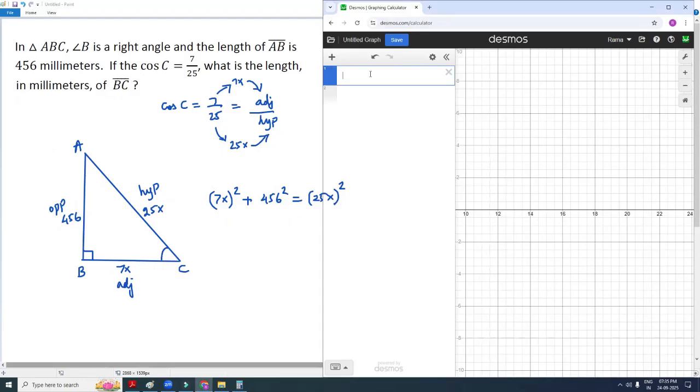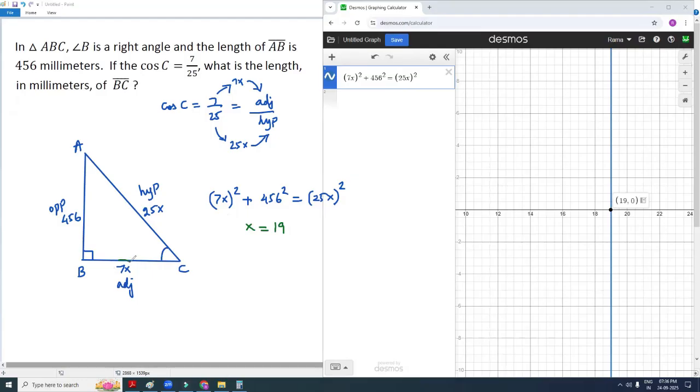Now let me give this equation as input over here in Desmos. That is (7x)² + 456² = (25x)². Since we have the variable x in the equation, we have to consider the x-intercept of the graph. At this x-intercept, consider the x-coordinate, that is 19. So this is the value of x in this equation. Here I got the value of x, which is equal to 19.